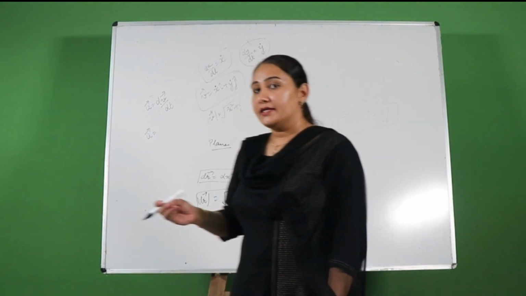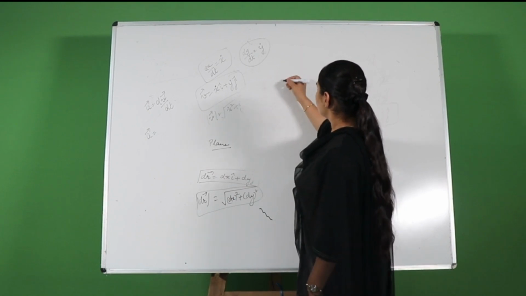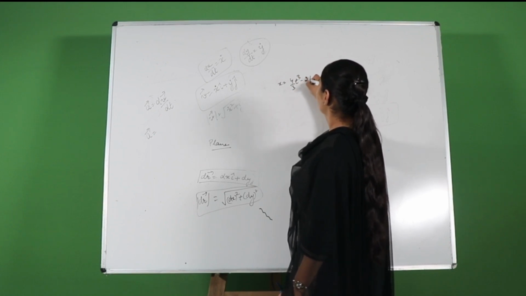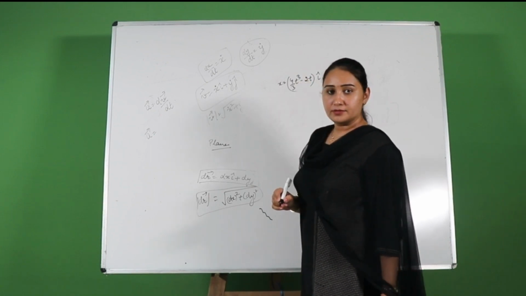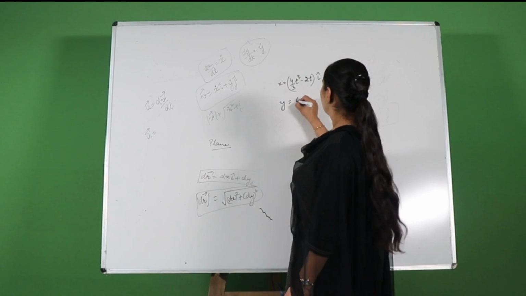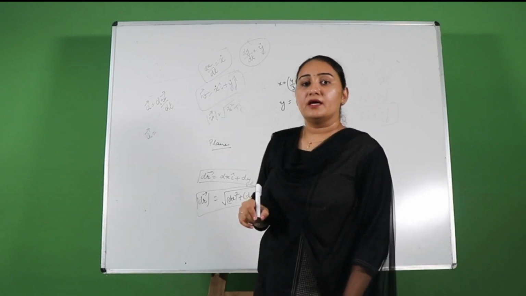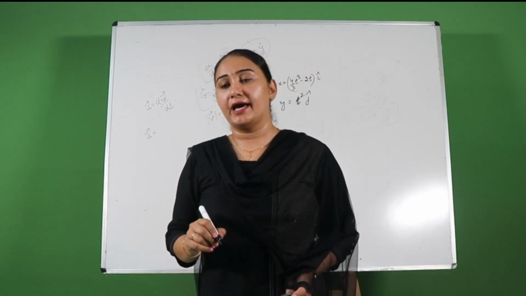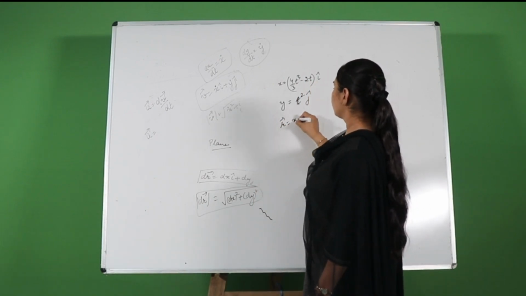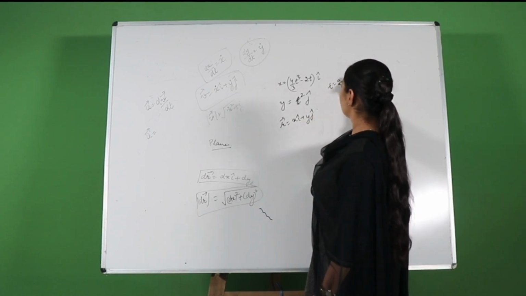Let us suppose a particle has its position at x equal to (4 by 3 t cube minus 2t) i cap, and its position along y is t square. Then we want to find the displacement, velocity and acceleration. How will you find the displacement? R is x i cap plus y j cap, when it is given that your time is 2 seconds.